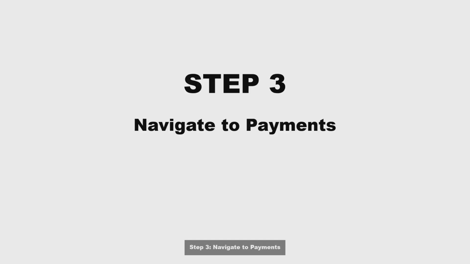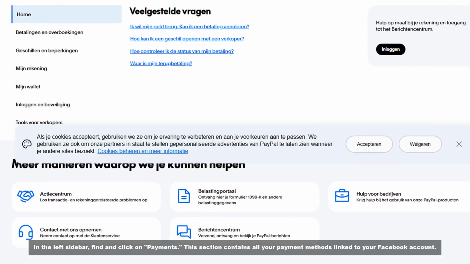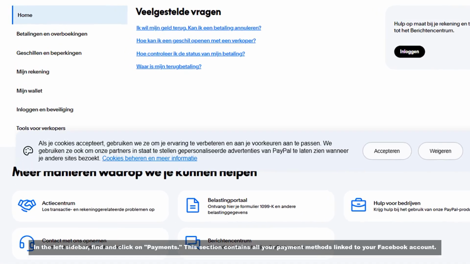Step 3. Navigate to Payments. In the left sidebar, find and click on Payments. This section contains all your payment methods linked to your Facebook account.